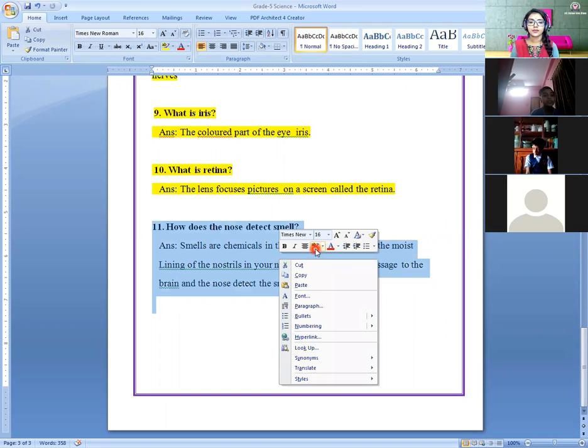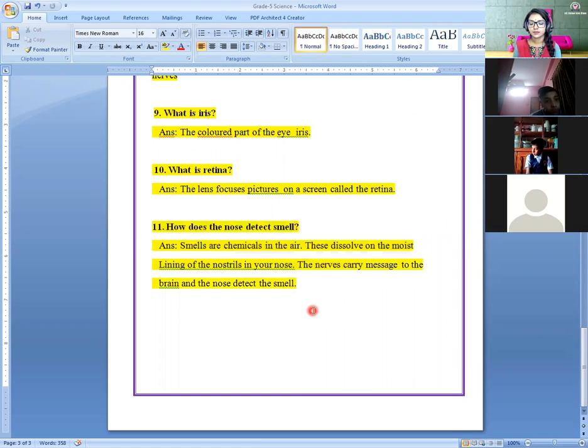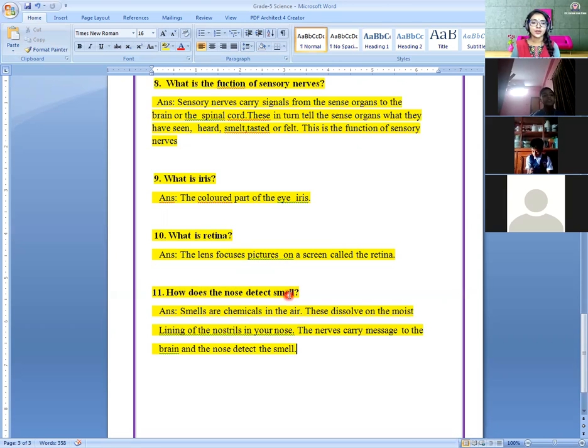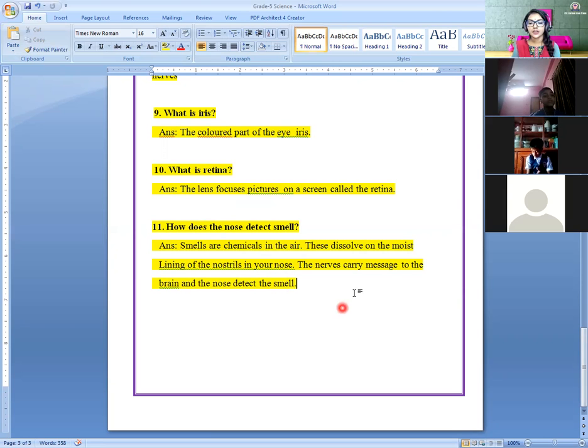How does the nose detect smell? Smells are chemicals in the air. These dissolve on the moist lining of the nostrils in your nose. The nerves carry messages to the brain and the nose detects the smell. So smells are the chemicals in the air. They dissolve on the moist lining of the nostrils in your nose.